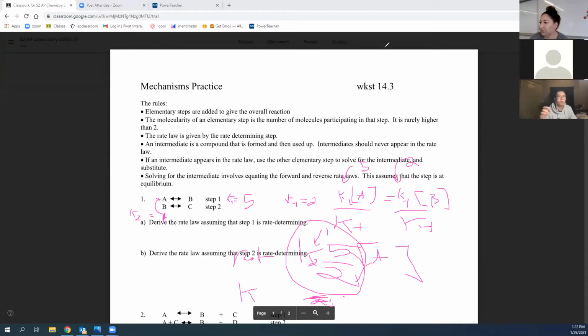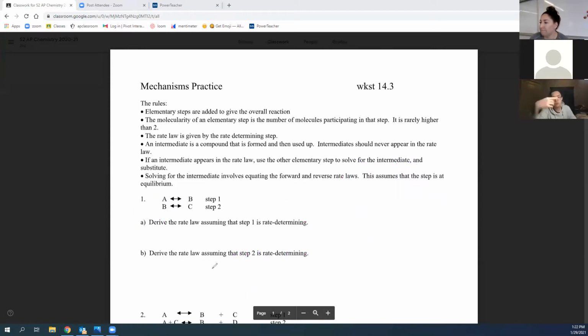Okay, so for the B, do we need to write that bunch of Ks, like K2 times K1 divided by K negative 1? Yes, when you're solving for it, you do, because AP will want to see that. But when you box your final answer, just make it K. Consolidate the Ks, so the final rate law will be just a small K, not the bunch of Ks. You do want to show the work, if that makes sense.